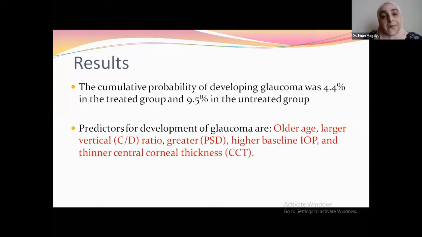The study also published predictors according to univariate and multivariate analysis. The high-risk people, the predictors for development of glaucoma, were older age, larger vertical CD ratio, a greater pattern standard deviation on field examination, a higher baseline intraocular pressure, and a thinner central cornea.